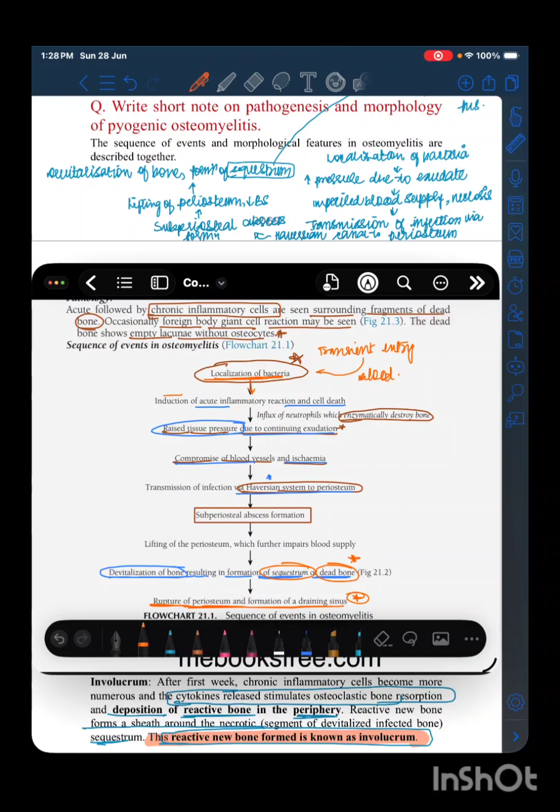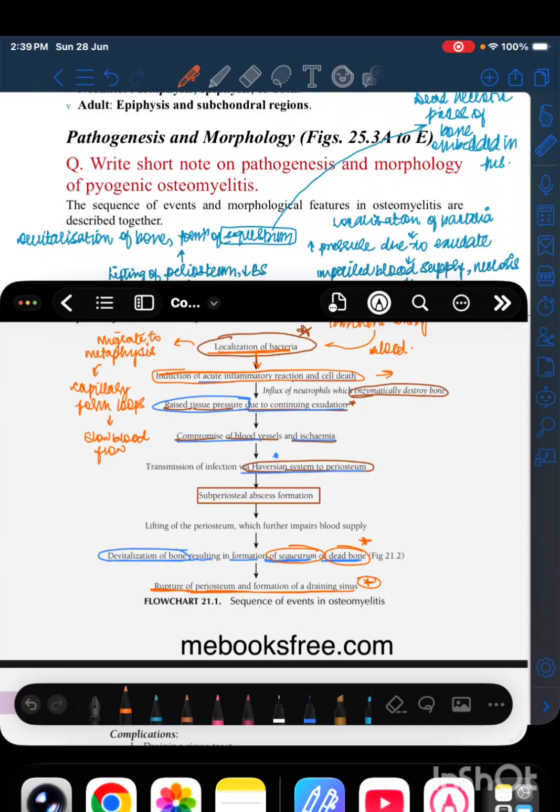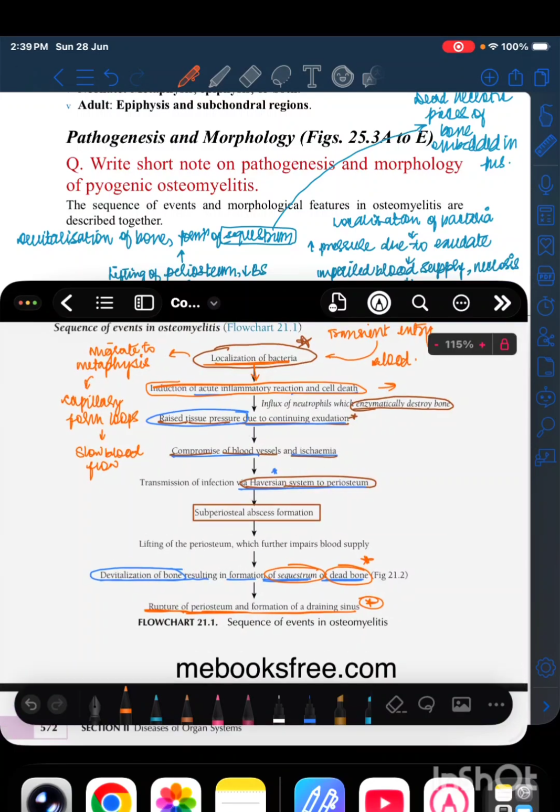This localization of bacteria will induce an acute inflammatory reaction. There will be recruitment of neutrophils, macrophages, and all. These bacteria will migrate to the metaphysis of long bones. Why? Because the capillaries there form loops, so there is slow blood flow, which will allow the bacteria to settle. Due to slow blood flow, there will be induction of acute inflammatory reactions.